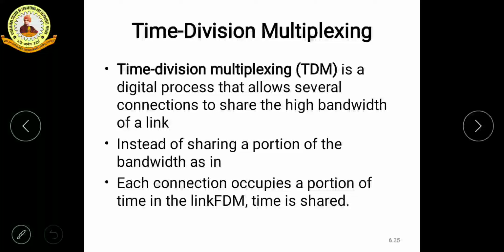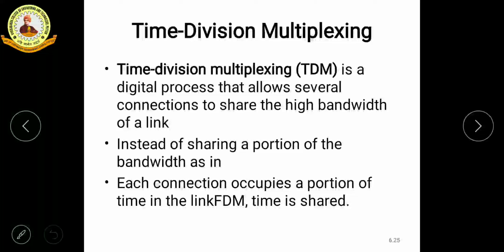So in the last two videos we have learnt about frequency division multiplexing and wavelength division multiplexing. In this video we are going to learn about time division multiplexing, and we have to solve some problems on it. So what is time division multiplexing?